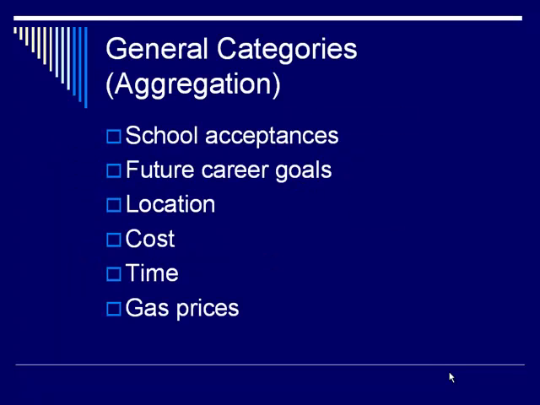After listing these informational factors, the information was aggregated and 6 categories were formed: school acceptances, future career goals, location, cost, time, and gas prices.